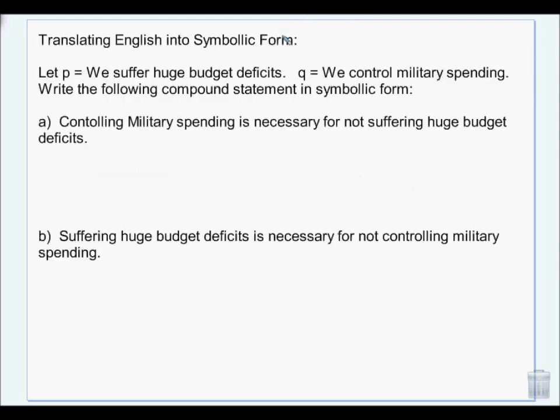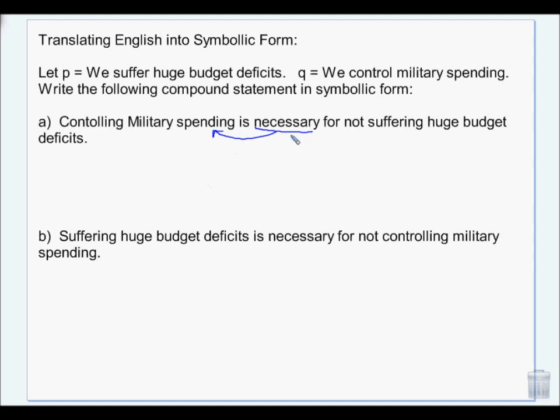All right. We're going to translate. We suffer huge budget deficits. We control military spending. Okay? Controlling military spending is necessary for not suffering huge budget deficits. Necessary. That part right there.